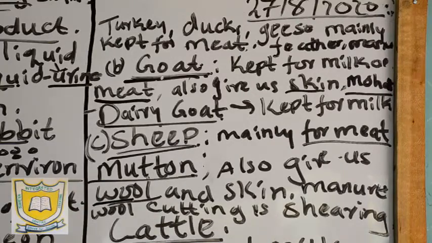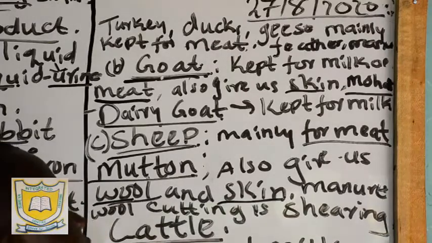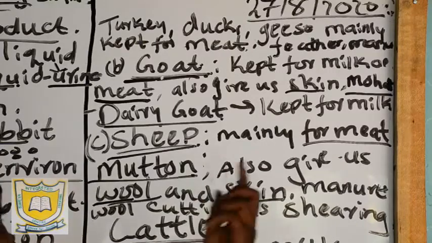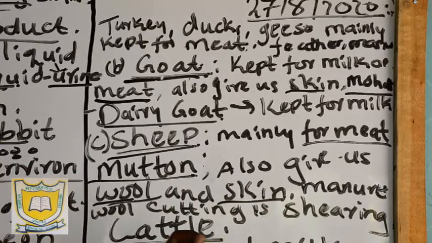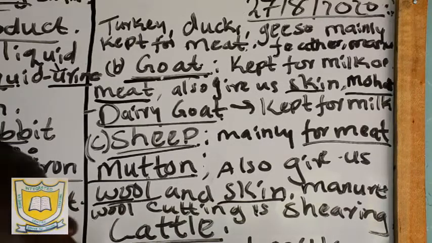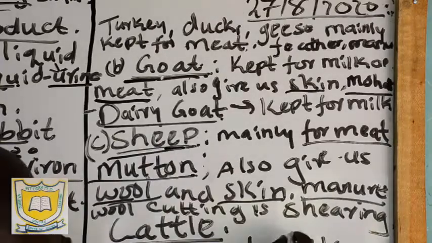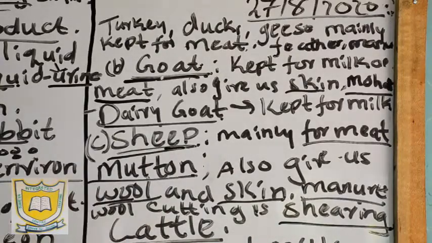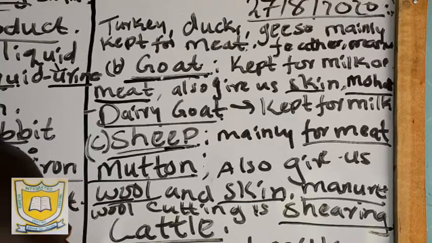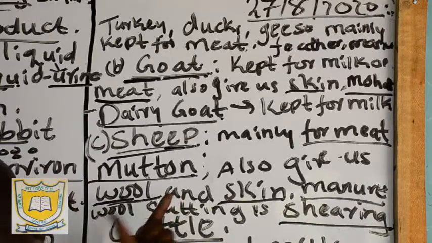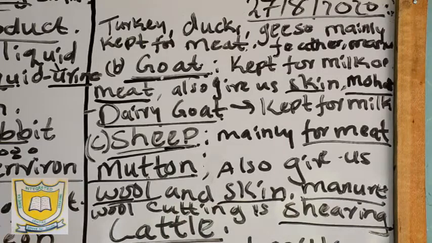We also obtain skin from the sheep, and also manure. We said all the solid products, when we collect them together, give us what we call manure that helps us in our farm production. Now, the process by which we remove the hair of the sheep is what we call shearing. An examiner can ask you, what is the process by which we cut or harvest wool from a sheep? This is what we call shearing.